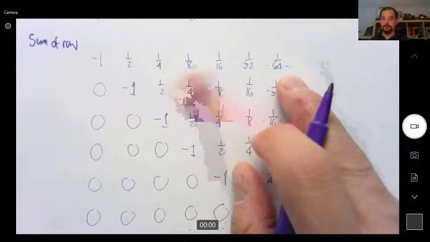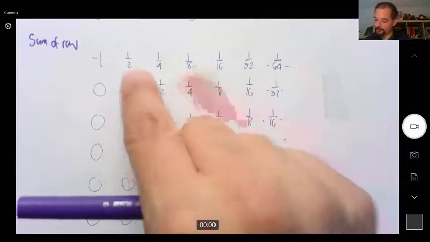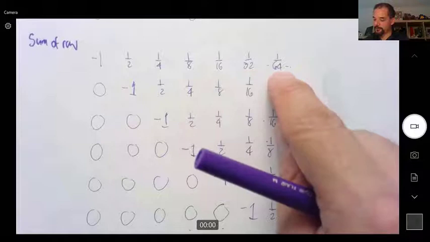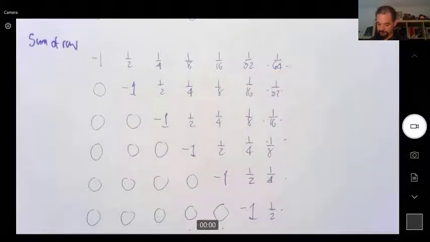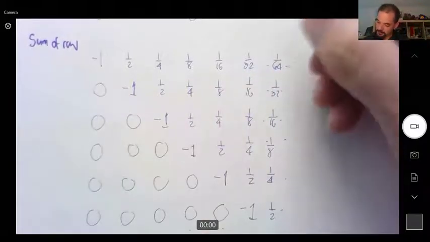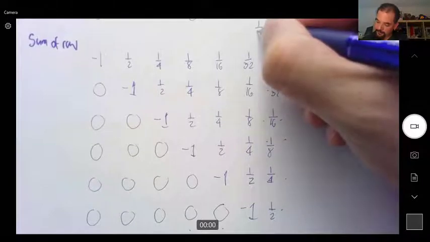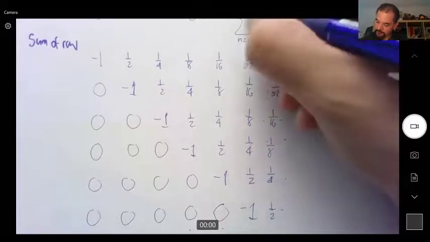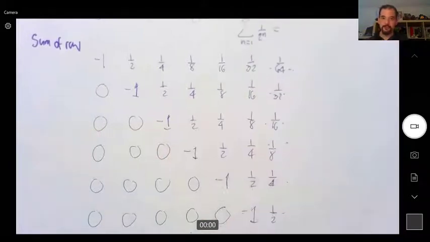Well, maybe you remember, what is 1/2 plus 1/4 plus 1/8 plus 1/16 plus 1/32 plus 1/64? What is the sum of that? It is the sum of 1/2 to the n from 1 to infinity. What is the answer to that one? It's a geometric sum, right?